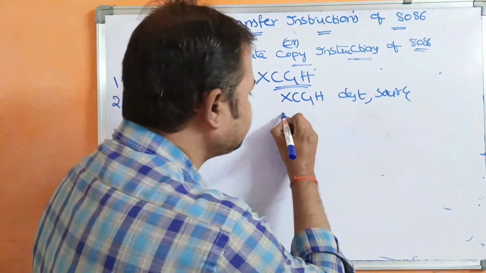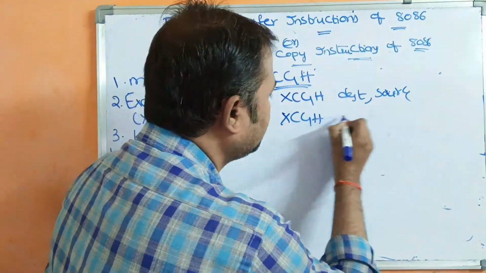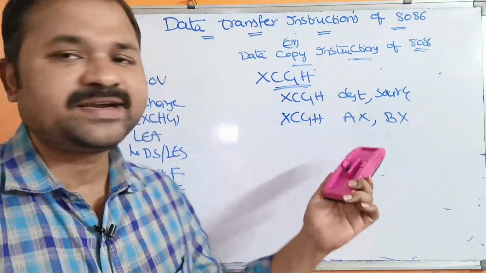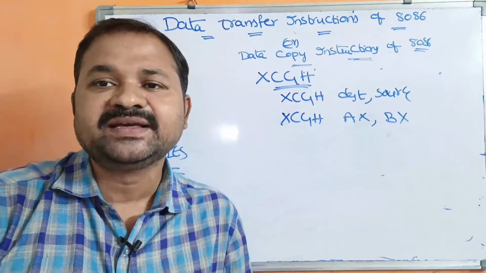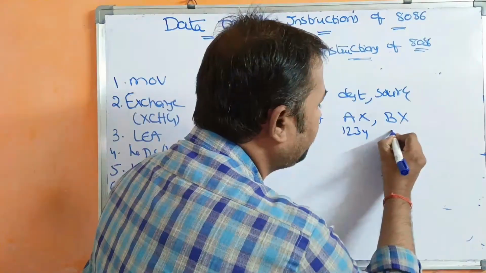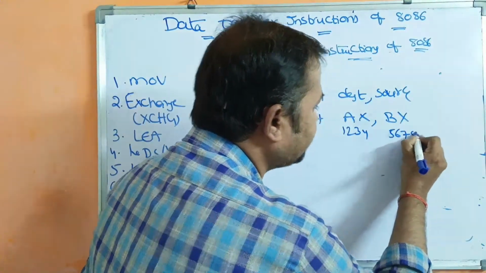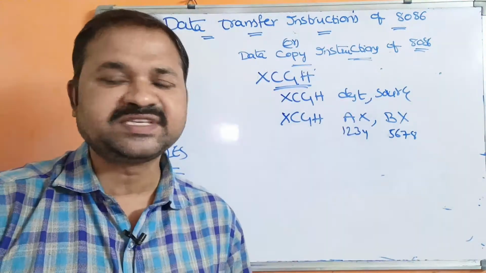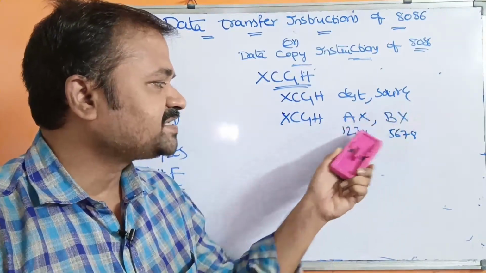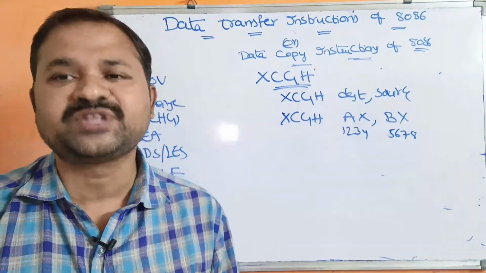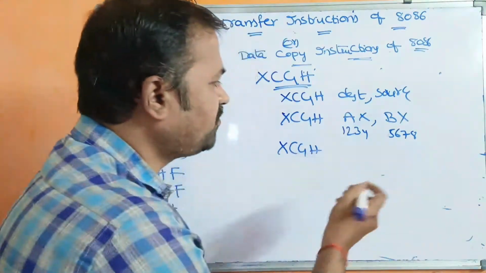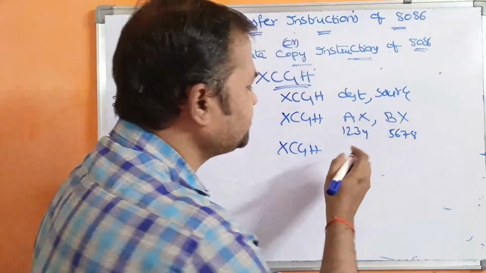XCHG AX, BX. Now what will happen? The contents of AX and BX will be exchanged. Let initially AX contain 1, 2, 3, 4 and BX contain 5, 6, 7, 8. After execution of this instruction, AX content will become 5, 6, 7, 8, whereas BX content will become 1, 2, 3, 4. Likewise, we can perform the exchange operation between memory locations also.